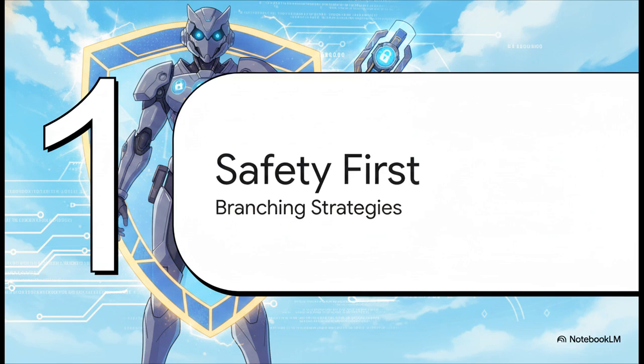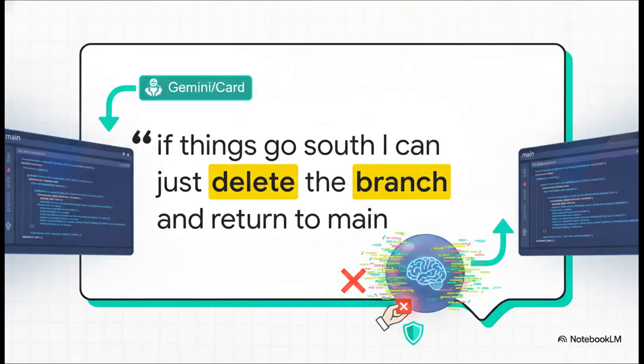Let's jump right into section 1, safety first, branching strategies. Because look, professional AI usage absolutely requires isolating the AI's changes in a dedicated branch, something like Gemini/Card, just to protect your main codebase. You definitely never want an AI, no matter how advanced it is, directly manipulating your main production code without a safety net, right? By switching to a completely isolated branch, you keep ultimate control.